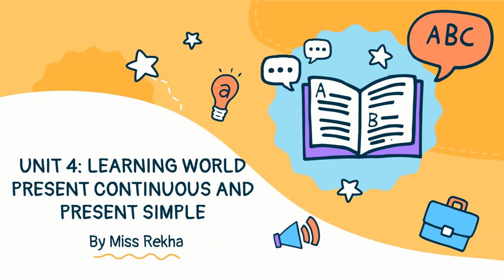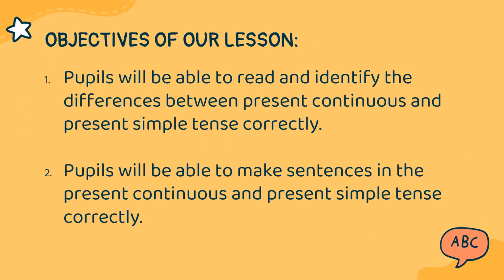Let's look at Unit 4 Learning World, Present Continuous and Present Simple. You may refer to your English Plus book on page 47. The objectives of our lesson are: pupils will be able to read and identify the differences between present continuous and present simple tense correctly. Number 2, pupils will be able to make sentences in the present continuous and present simple tense correctly.